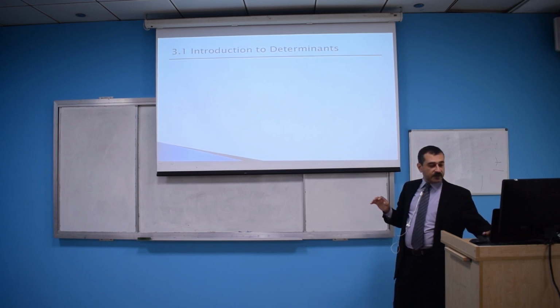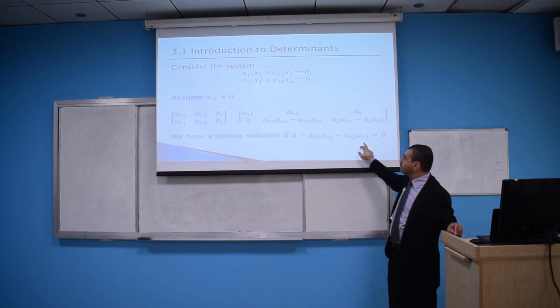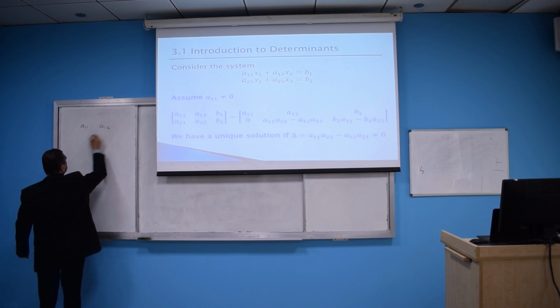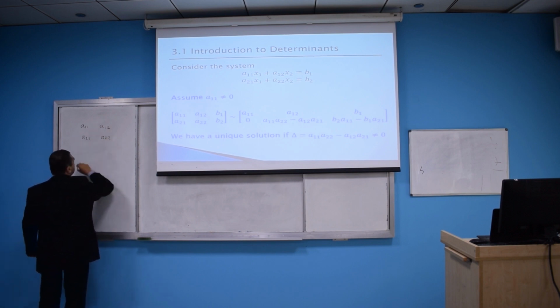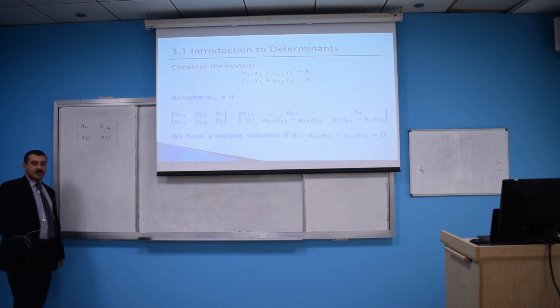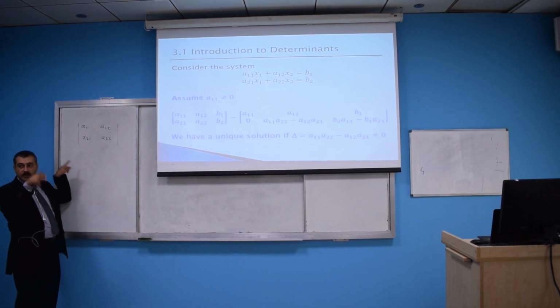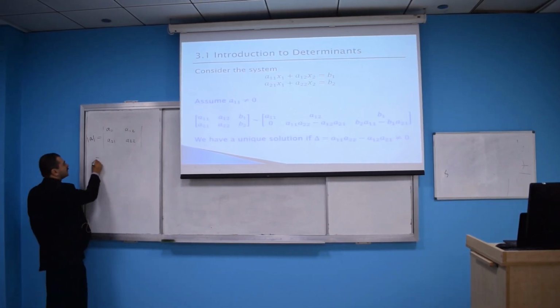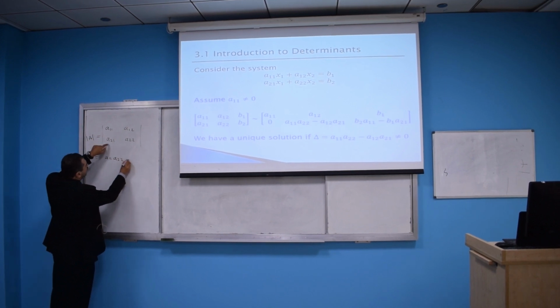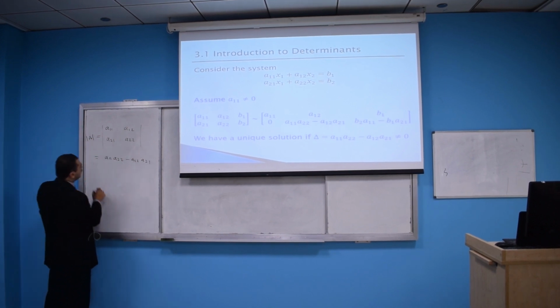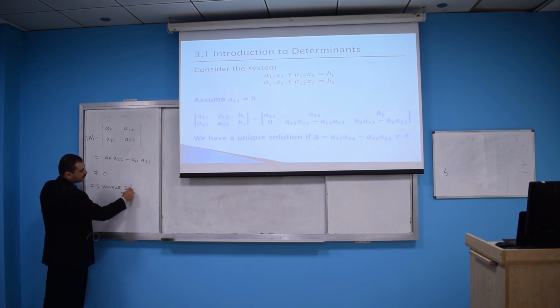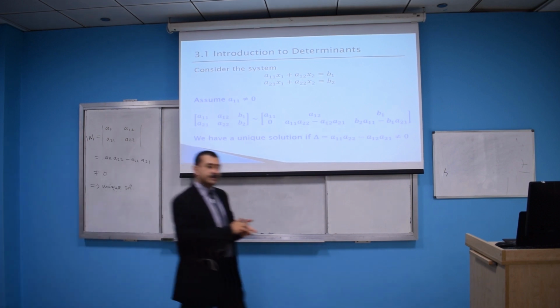So how do we write this? If your matrix is A11, A12, A21, A22, I'm going to define the determinant of the matrix. I write the matrix between vertical bars, and this is called the determinant of the matrix A. And I'll expand it as A11 A22 minus A12 A21. If this is not 0, then I'll get a unique solution for the system, right?